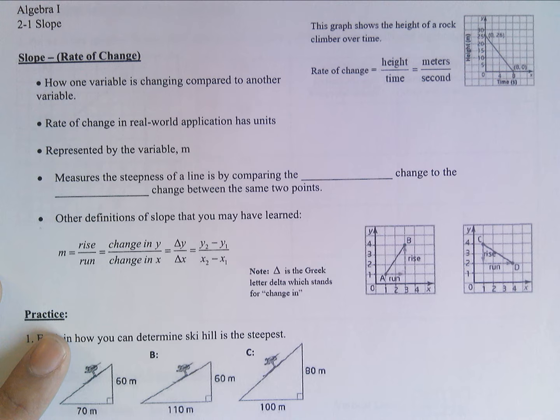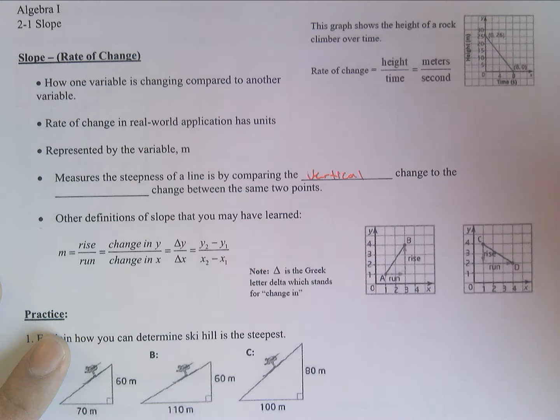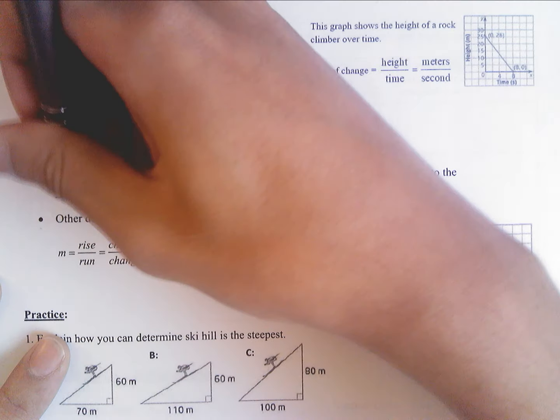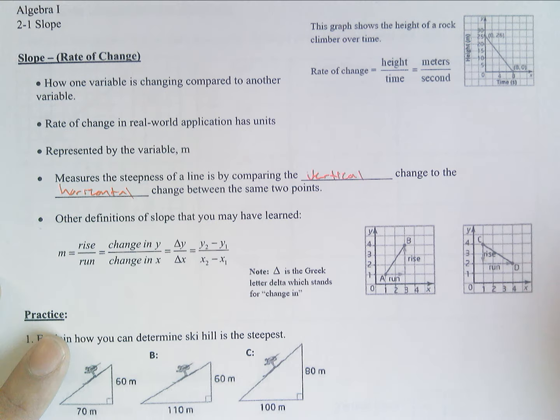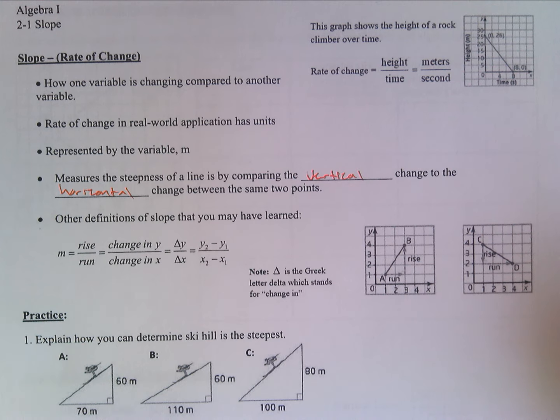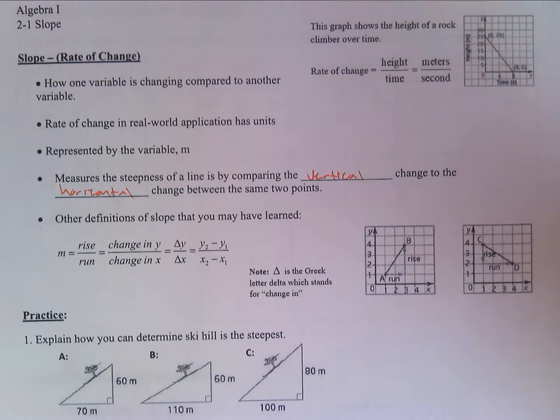We measure the steepness of a line by comparing the vertical change to the horizontal change between the same 2 points. So if we're looking at 2 points, we can determine the slope or the steepness or the rate of change by analyzing the difference between the vertical change and the horizontal change, right to left.